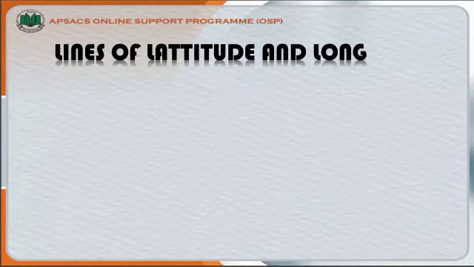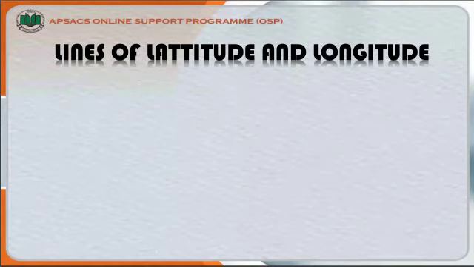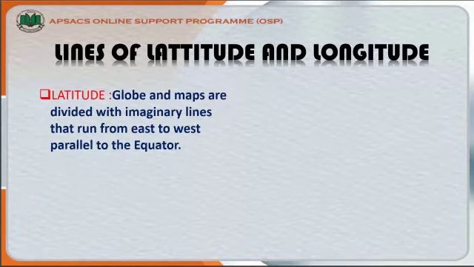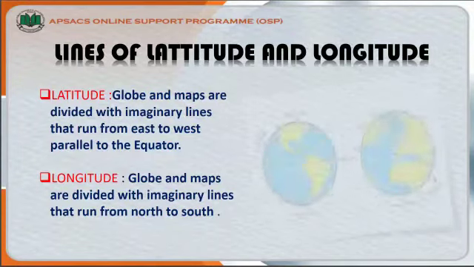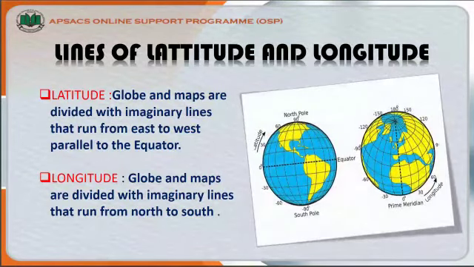Lines of latitude and longitude. First of all, we will discuss about latitude. Globe and maps are divided with imaginary lines that run from east to west parallel to the equator. This is called latitude. Longitude. Globe and maps are divided with imaginary line that run from north to south. Look at this diagram. Here you can understand what is longitude and what is latitude. Observe this diagram carefully.